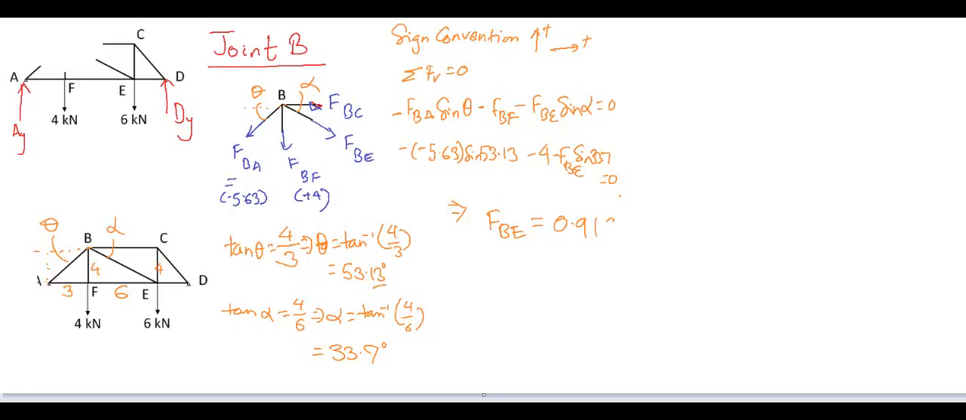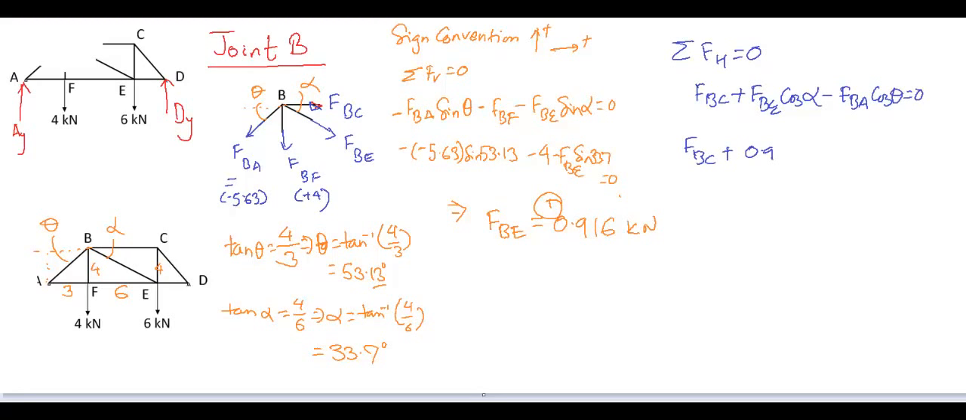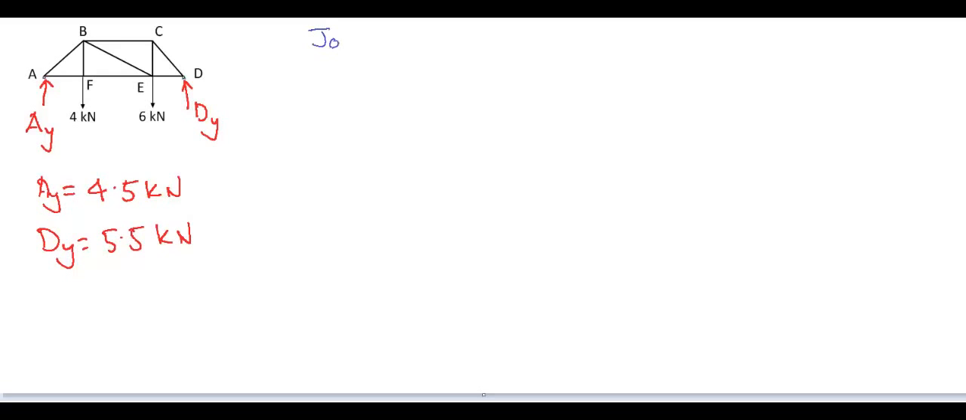we should get FBE equals 0.916 kN, which is positive. That means this is a tensile member. And using the next equilibrium equation, Fx equals 0, the forces FBC, FBE cos alpha and FBA cos theta are negative, and substituting the available values, we should get FBC equals minus 4.14 kN.